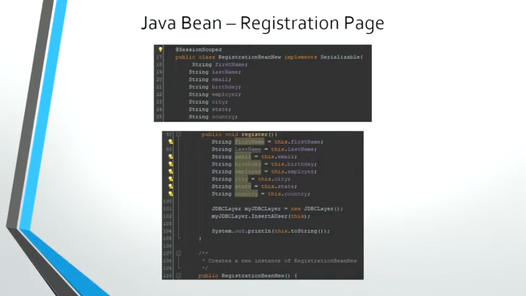And here we have a snapshot of our bean class, which takes the inputs from the JSF and puts those inputs into the register function, which then connects to the backend JDBC layer class, which will then go to the database.